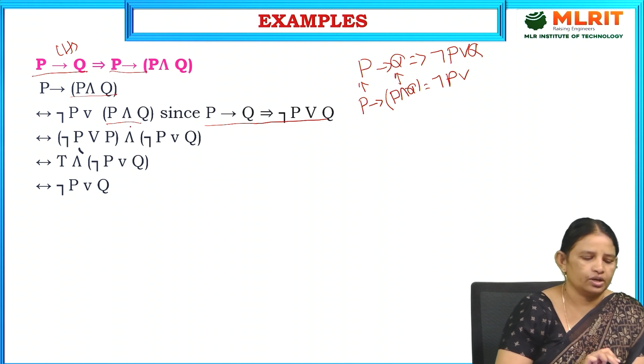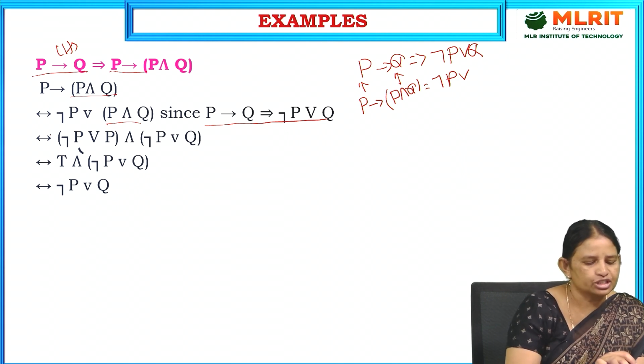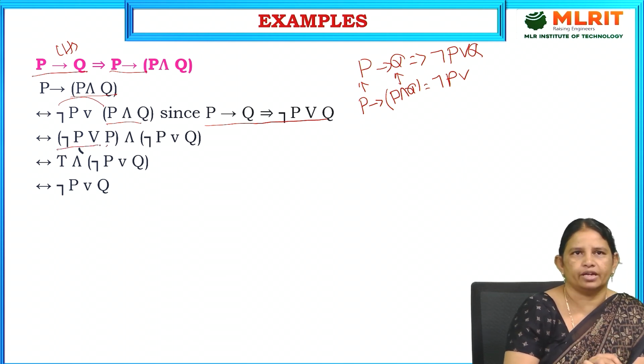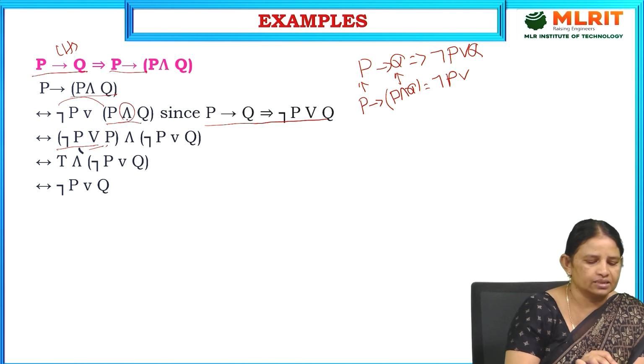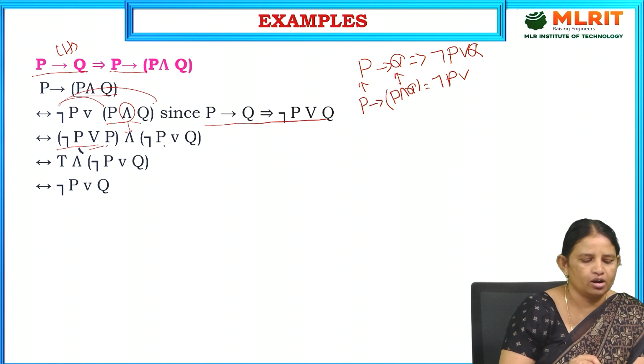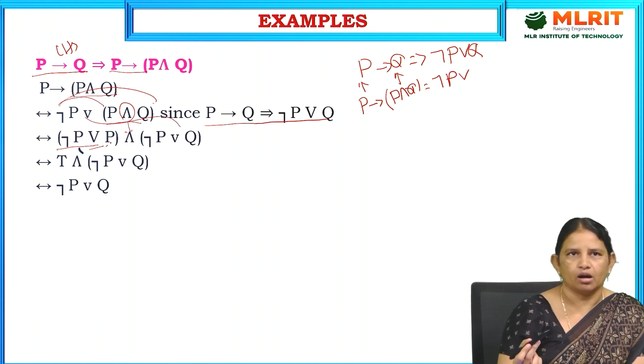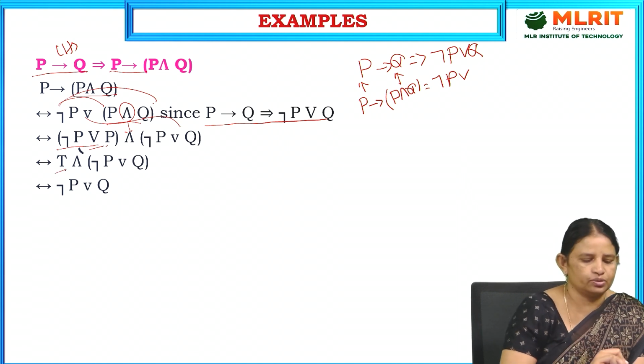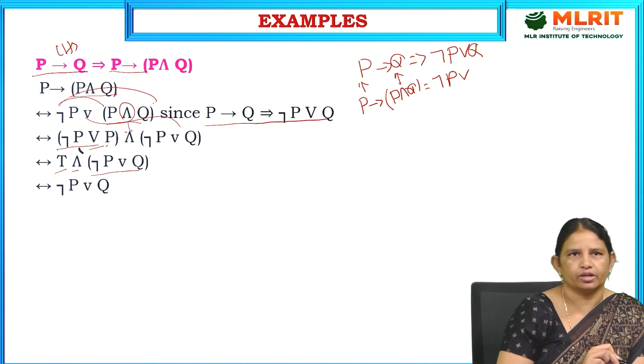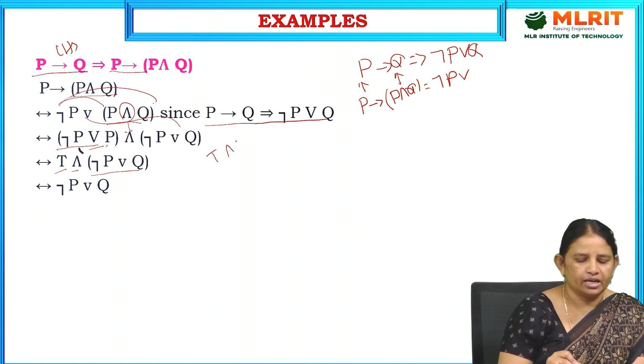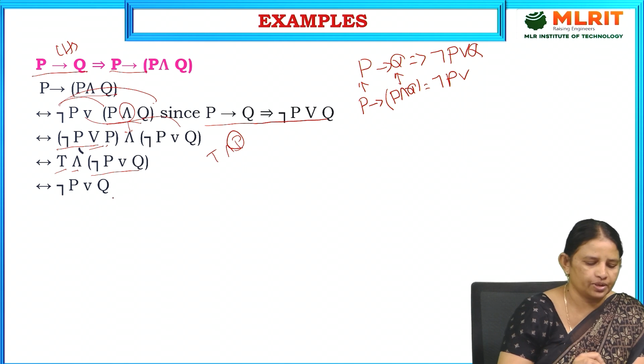After that we need to apply the distributive law. That means negation P is distributed to both propositions: negation P or P, and, negation P or Q. Negation P or P becomes a tautology, that is true, and negation P or Q must be written as it is. So true and P, whatever the proposition, becomes P only.